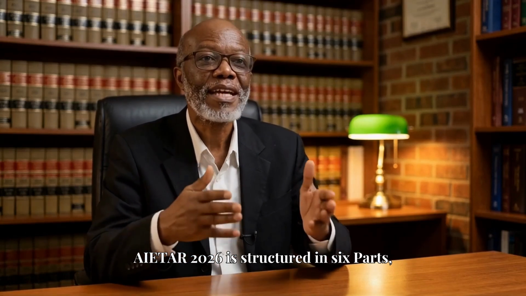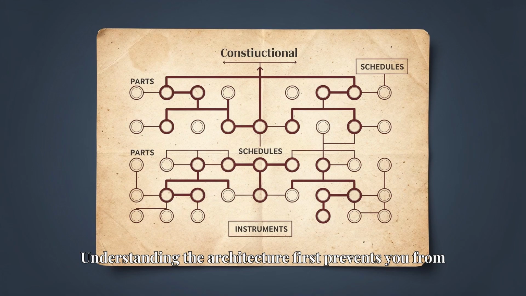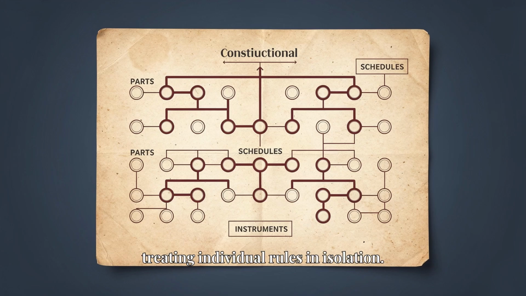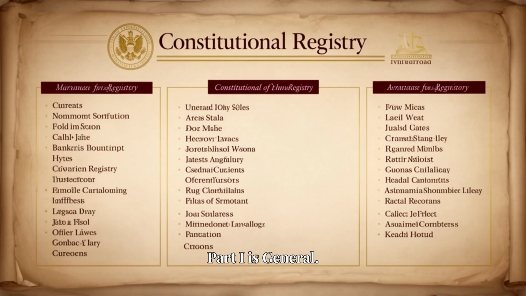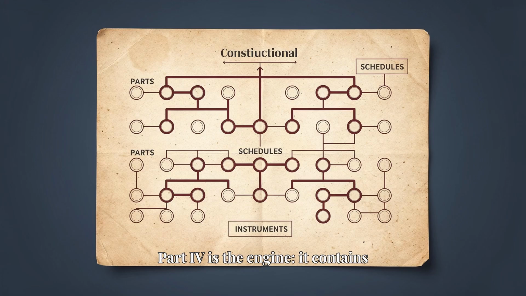AIETAR 2026 is structured in 6 parts, 3 schedules and 2 appended instruments. Understanding the architecture first prevents you from treating individual rules in isolation. Context is everything. Part 1 is general. Part 2 is institutional structure, including the chief adjudicator. Part 3 covers intake and panel composition. Part 4 is the engine.